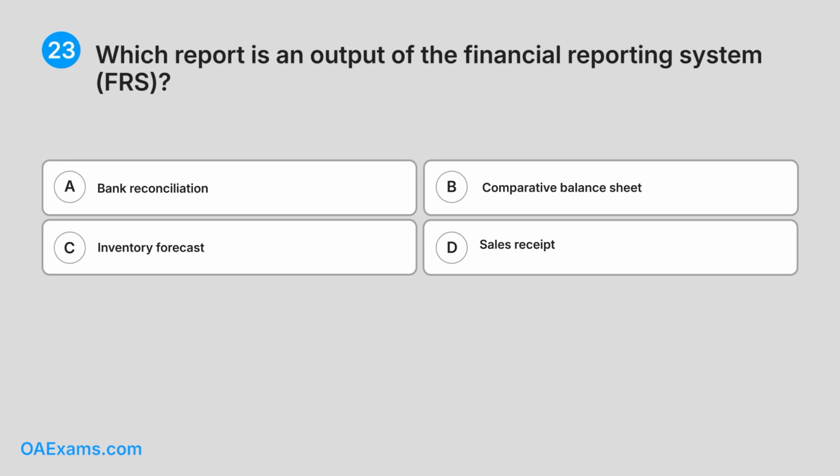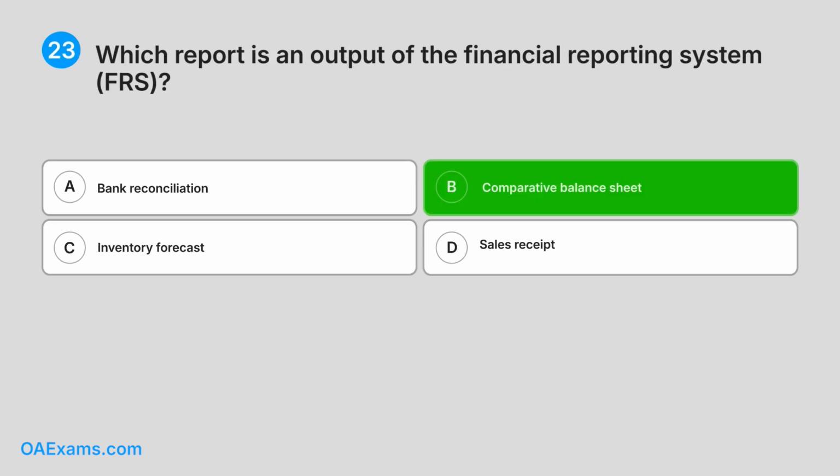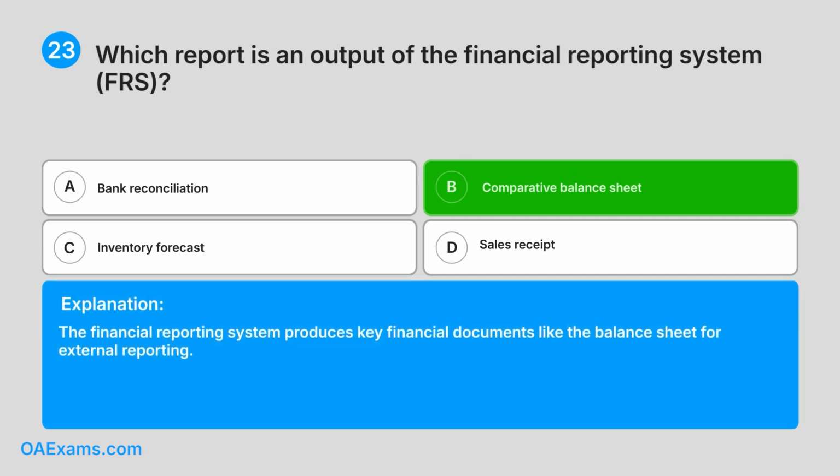Correct answer. B. Comparative balance sheet. Explanation: the Financial Reporting System produces key financial documents like the balance sheet for external reporting.